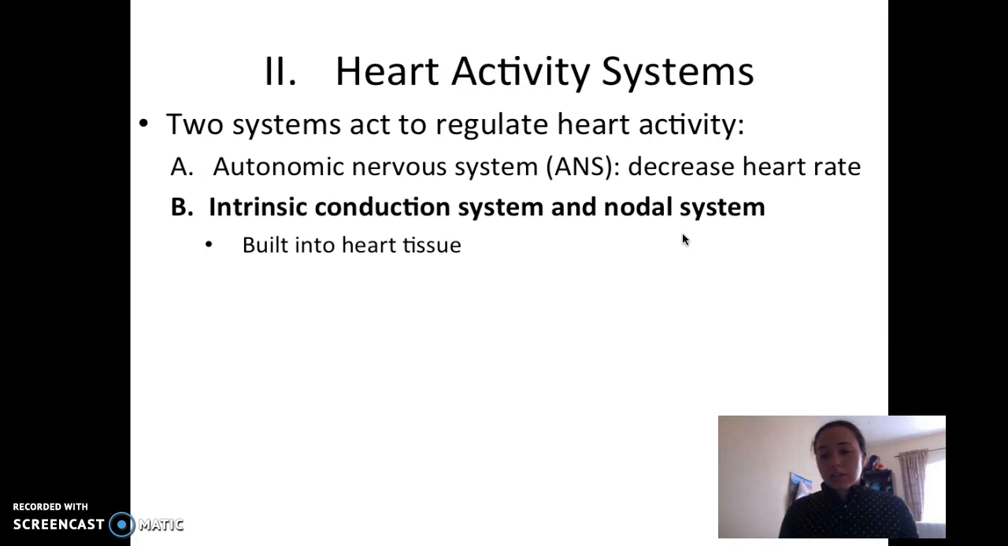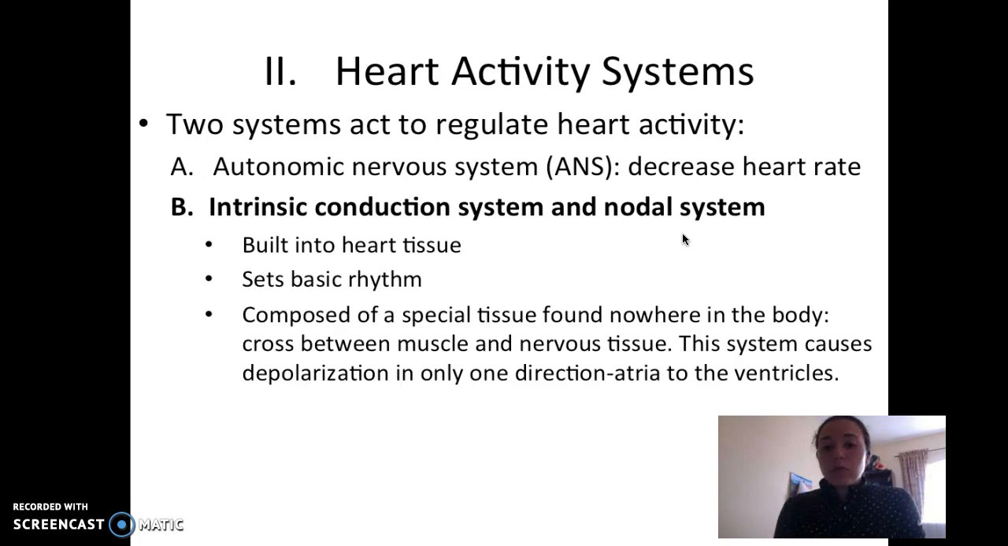It's built within your heart tissue. It sets a basic rhythm, as you know. If you're listening to the heartbeat, there's a rhythm to it. It's composed of special tissue that's found nowhere else in the body. It's a mix between muscle and nervous tissue.